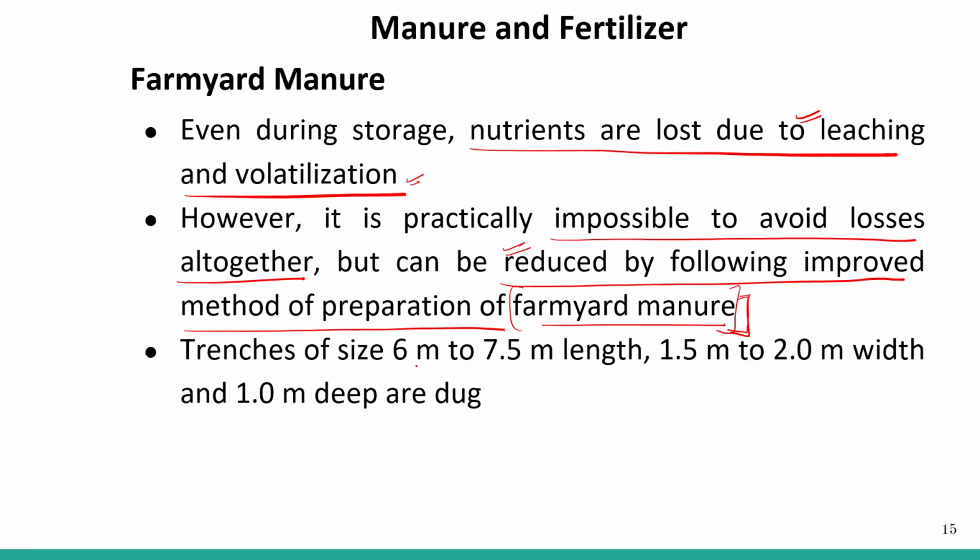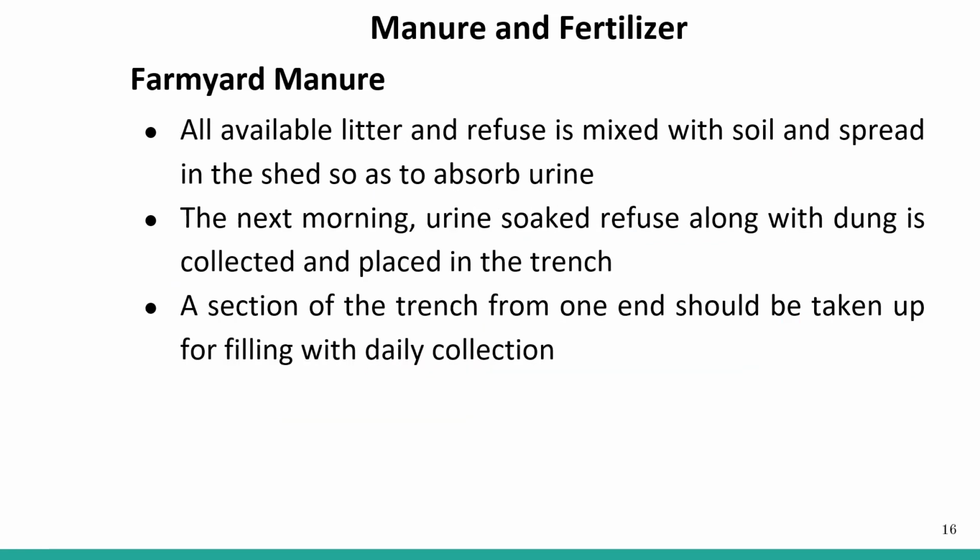Trenches of size 6 meter to 7.5 meter length, 1.5 meter to 2 meter width and 1 meter deep are dug. So we can have trenches of such a size. And all available litter and refuse is mixed with the soil and spread in the shed so as to absorb urine. So with the help of the litter from the plant or whatever waste is there, we can mix that with the soil and spread it all over the shed, so that it absorbs urine.